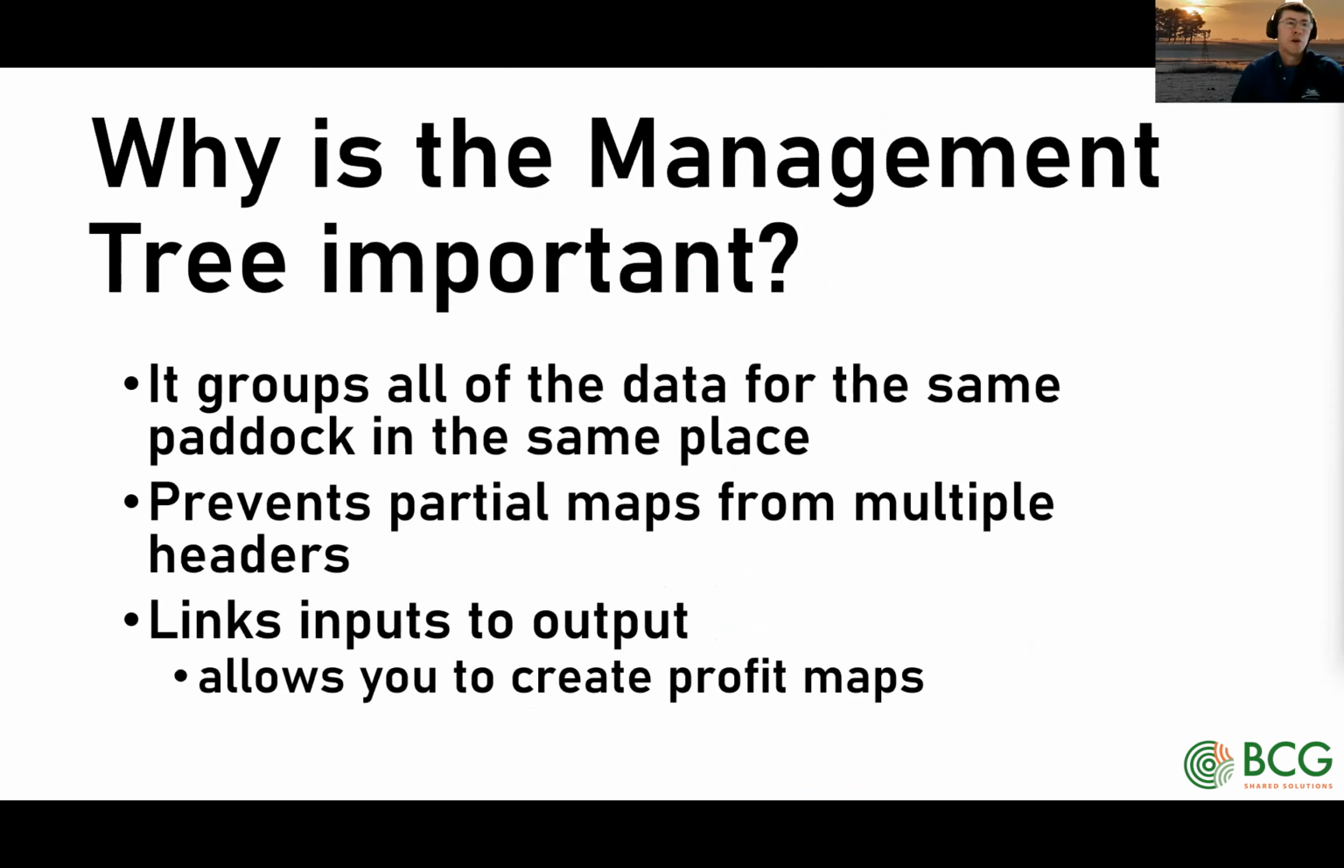And so why is it important that we do this? In simple terms, it's really grouping all of the data for the same paddock into the same place. So it prevents you having partial maps if you've got multiple headers. So you've got two headers in the paddock. You want to make sure the data from both of them ends up filed in the same place so that you end up with one big yield map, not two half yield maps.